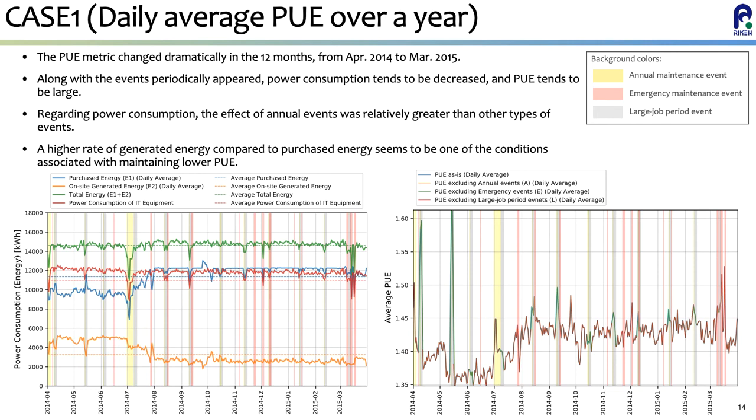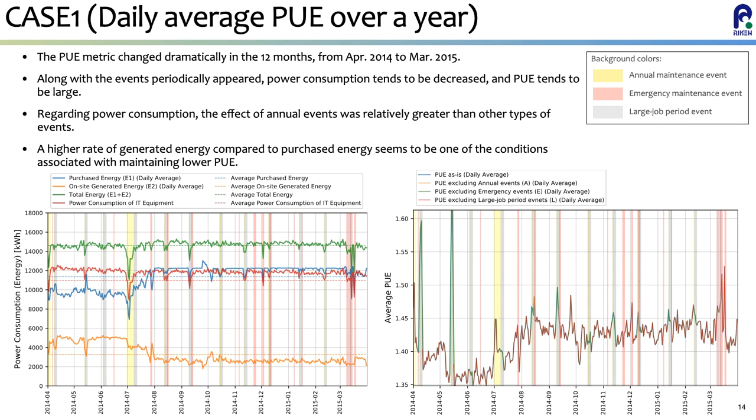FYI, as you can see in this figure, the maintenance events periodically appeared. During the events, power consumption tends to decrease and PUE tends to be large. In particular, in early July 2014, there was a long-term annual maintenance event that caused the downward peak in power consumption. Overall, regarding power consumption, the effect of annual events was relatively greater than other types of events.